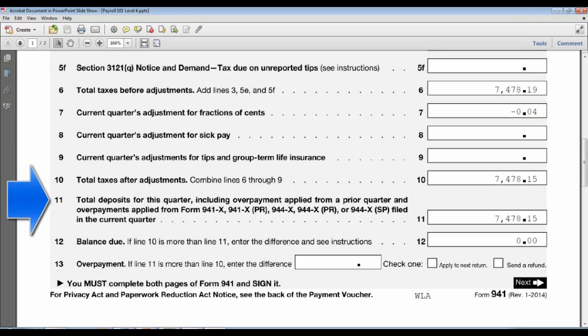Line 11, total deposits for this quarter. The system pulls in the total deposits for the quarter by adding the federal withholding payments posted for each month of the quarter.